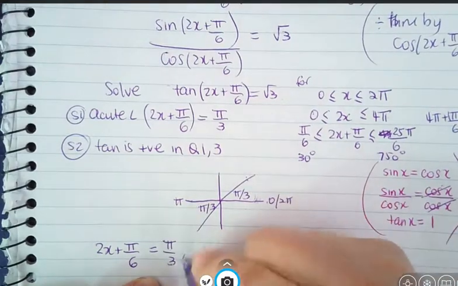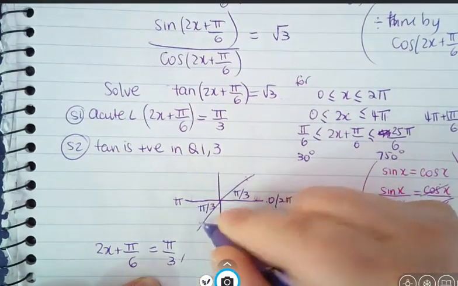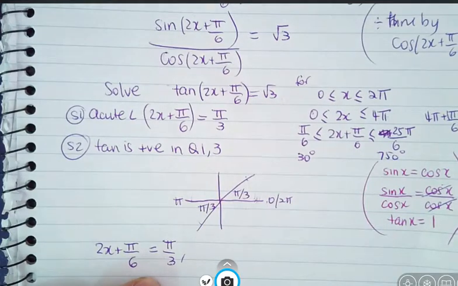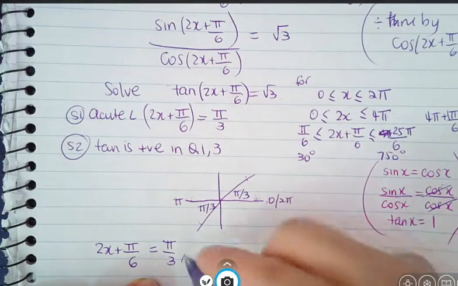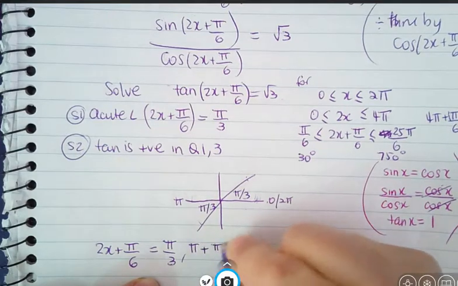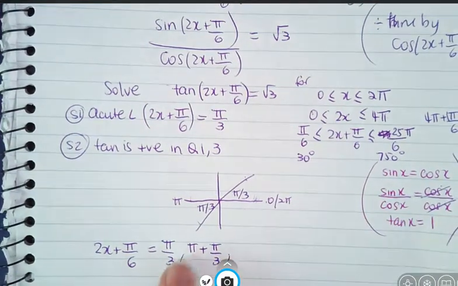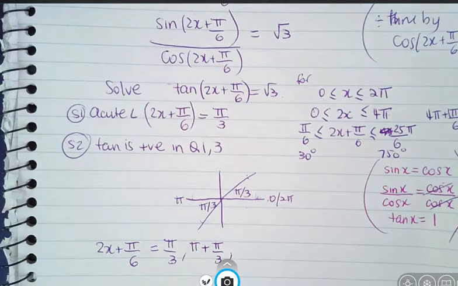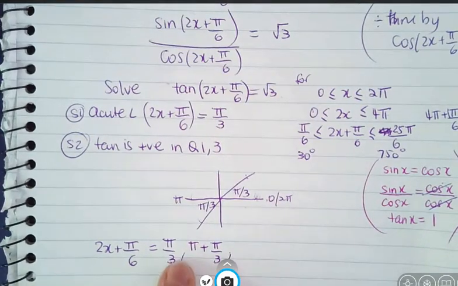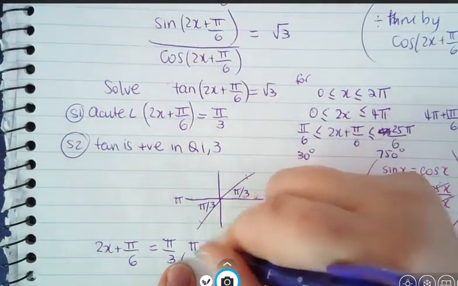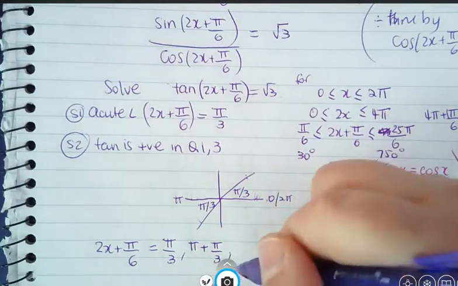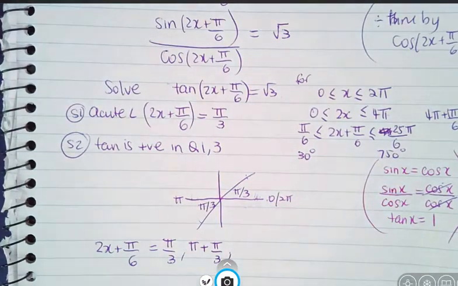Good. Next one, pi plus pi on 3. Let me write it as pi plus pi on 3. So 1 pi is 3 on 3. That's 1 1/3. See how it's pi? So it's 1 1/3. Can you see it? Right, what's the next one?